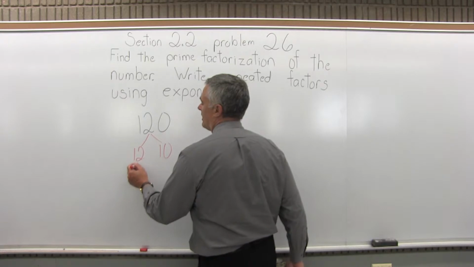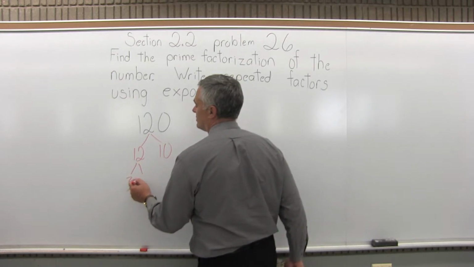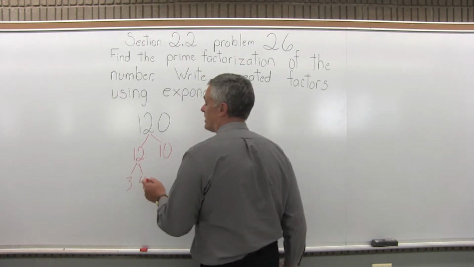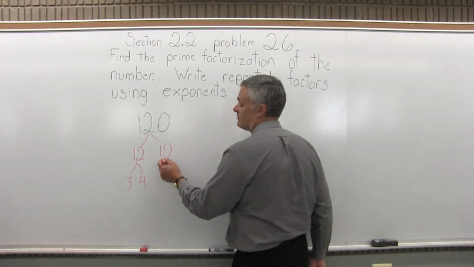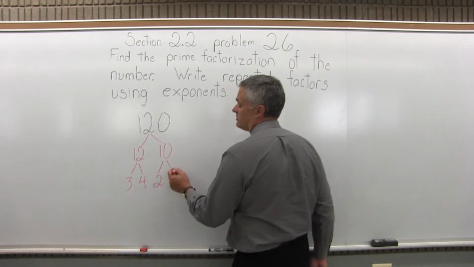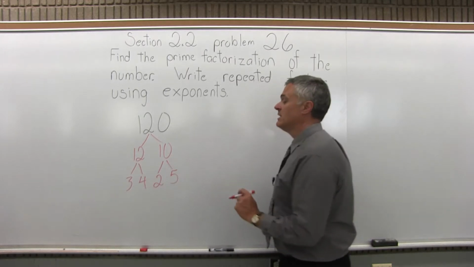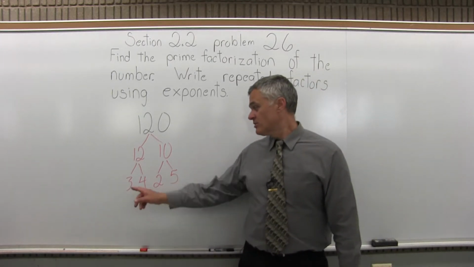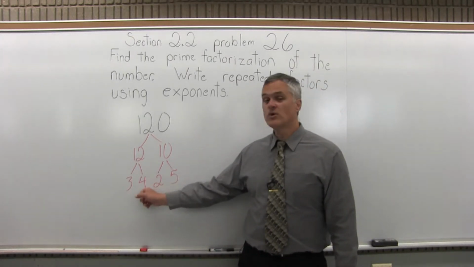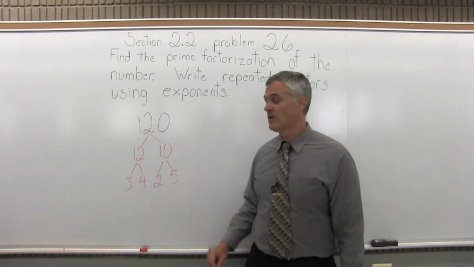So now the 12 you can split into 3 times 4, or 2 times 6 would work in the end. Again, it'll be the same thing. The 10 will split into 2 times 5. Now, most of those numbers are prime. The 3 is prime, the 2 is prime, the 5 is prime, the 4 is not. So I have to come down and make another row.